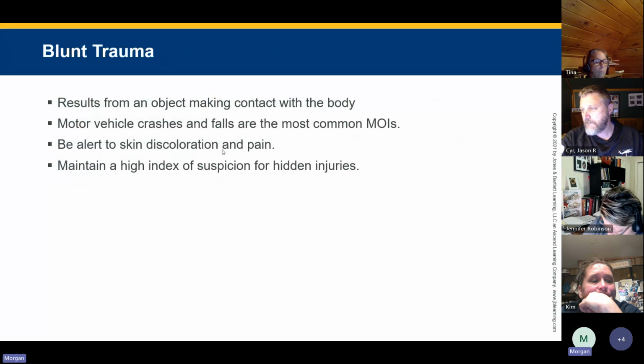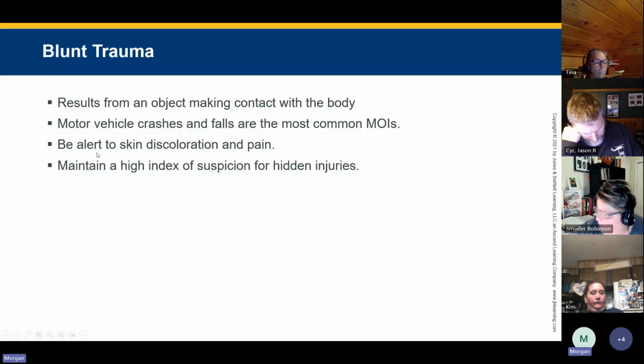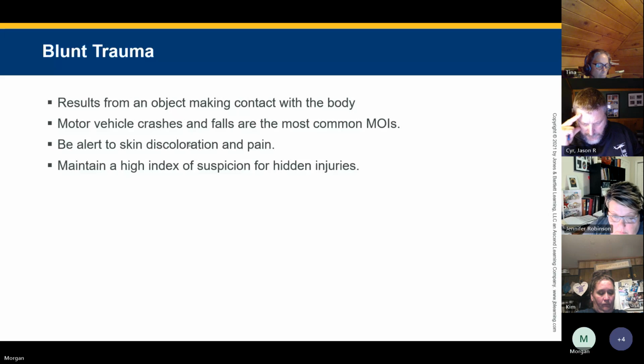So blunt trauma results from an object making contact with the body. Motor vehicle crashes and falls are the most common MOIs. The biggest indicators for us if somebody's in shock or how they're doing are skin discoloration and pain. Like, where is their pain? And always remember, if they have pain in one area, like a broken leg, that doesn't mean there's not injury somewhere else, or that they're not bleeding somewhere else. If they're bleeding internally, they don't even know it.